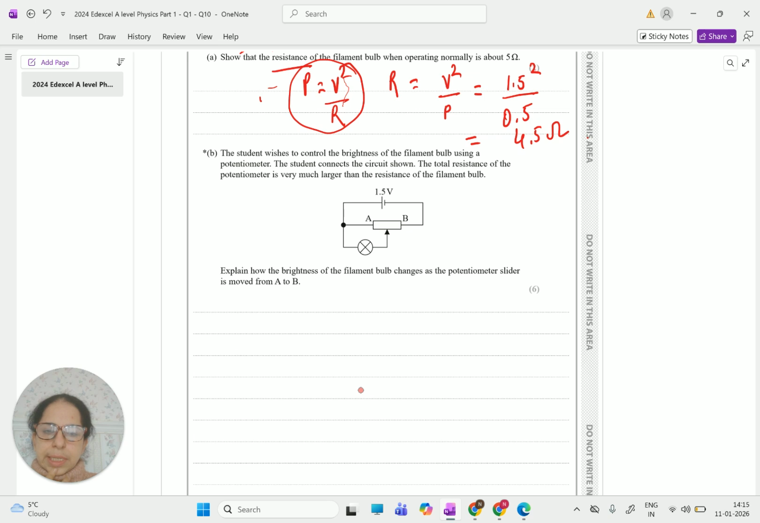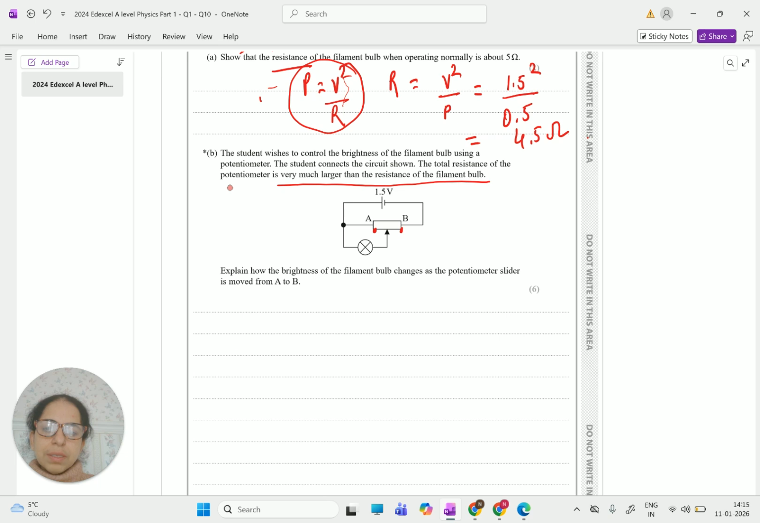The student wishes to control the brightness of the bulb. The trick here is that the potentiometer resistance is much larger than the resistance of the filament bulb. This larger value will stop any change across the bulb. Because the potentiometer has a larger resistance, the slider controls the potential of the bulb. When the slider is here, no voltage across the bulb. When the slider is here, the entire voltage is across the bulb.